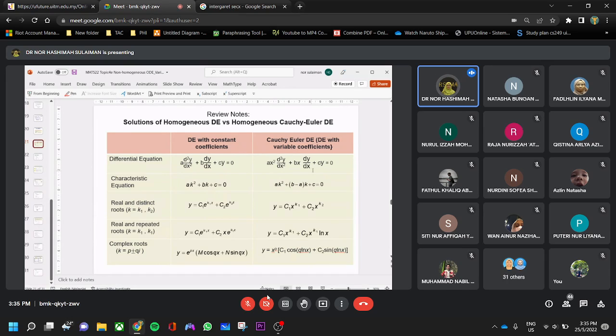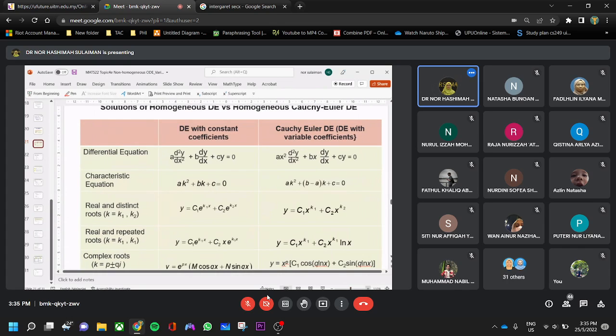Kalau dia dalam bentuk Cauchy Euler, the corresponding characteristic equation adalah AK squared plus B minus A K plus C equals to 0. Okay? Alright, so sekarang ni kalau the roots to this particular characteristic equation are real and distinct, then basic solution dia adalah mengambil kira bentuk macam ni. Okay, bentuk exponential. Okay, C1 e to the power K1x plus C2 e to the K2x. On the other hand, kalau dia Cauchy Euler, dia akan mengambil bentuk C1 X to the power of K1 plus C2 X to the K2.